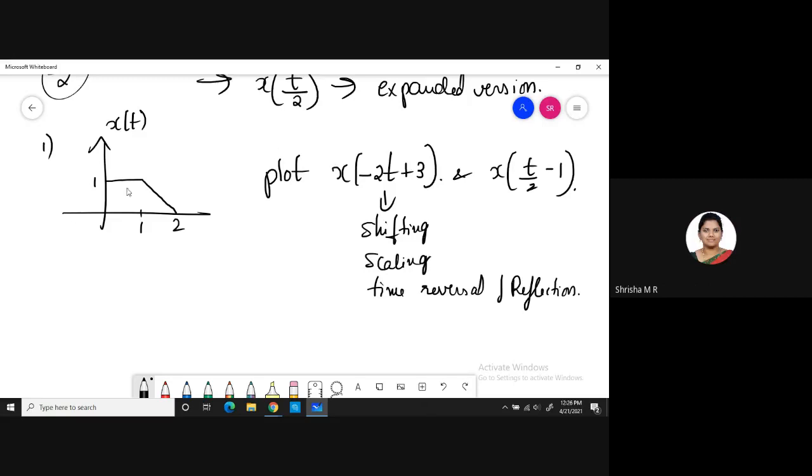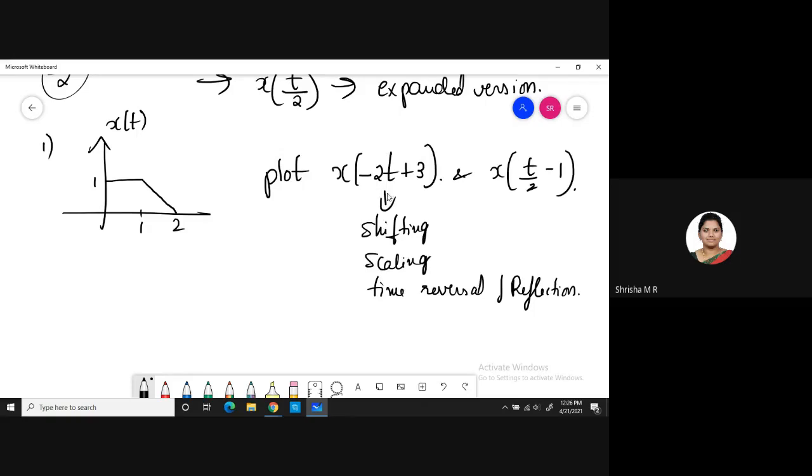So this is a signal x of t. So they'll give you a signal x of t. Plot x of minus 2t plus 3 and x of t by 2 minus 1. These are the type of problems you'll get on operations of signals.